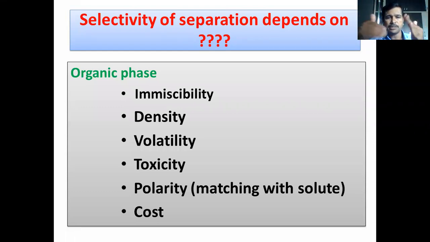If the organic solvent is less dense, it will settle on top of the aqueous layer. Therefore, first you have to release the aqueous solvent, then you have to collect the organic solvent. That will be difficult, time consuming, and may not lead to accurate results. So density is a very important factor. If the densities of the aqueous and organic solvents differ, then only the separation of the organic solvent from the aqueous solvent is possible based on density. Then the next parameter is volatility.